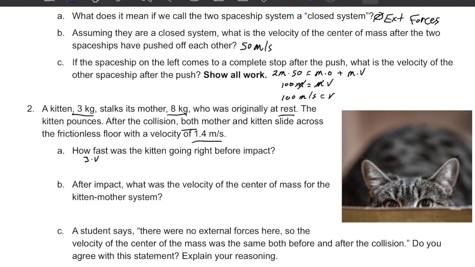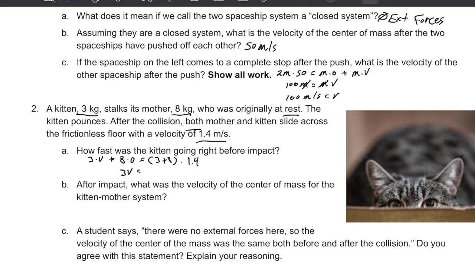Let's set up the collision. We're going to say 3 times v, that's 3 kilograms times the velocity of the kitten, plus the momentum of the mother, 8 kilograms times 0, is equal to their combined mass, because they're stuck together after the collision, 3 plus 8 times their velocity, 1.4. So on the left, we would have 3v, because 8 times 0 is 0. So 3v is equal to 11 times 1.4, which gives us 15.4. And then we just divide both sides by 3, and we get a velocity of 5.13 meters per second for the velocity of the kitten when he was on the attack.